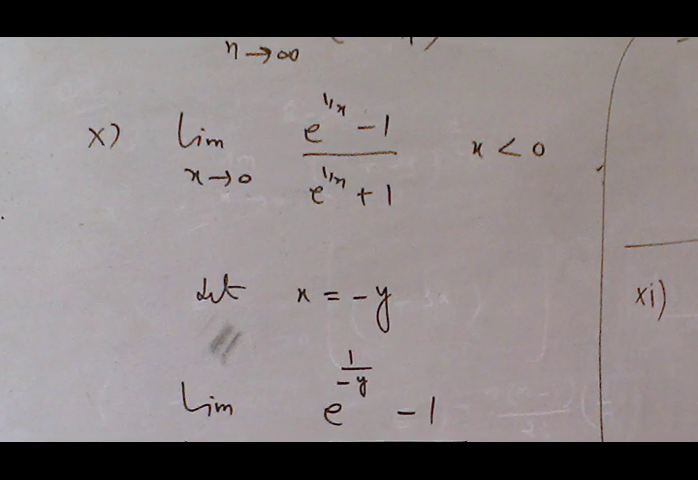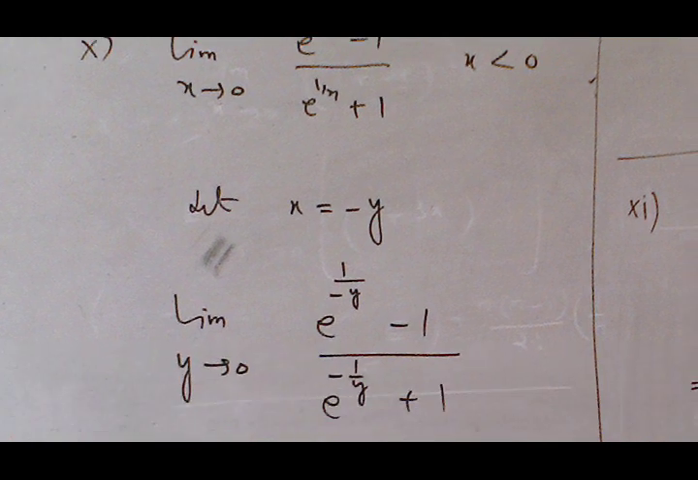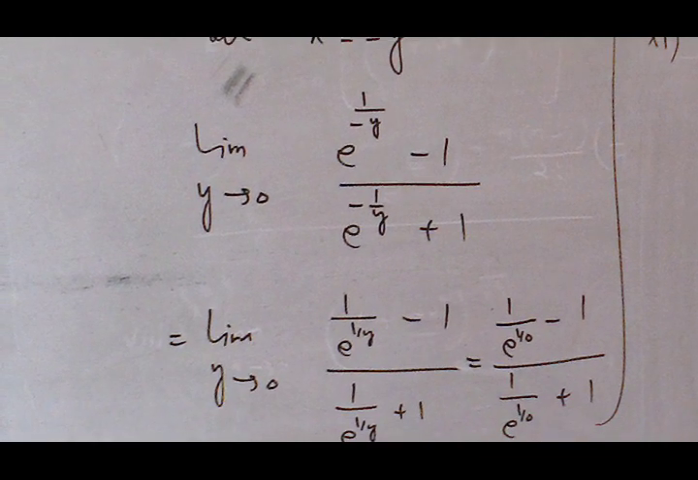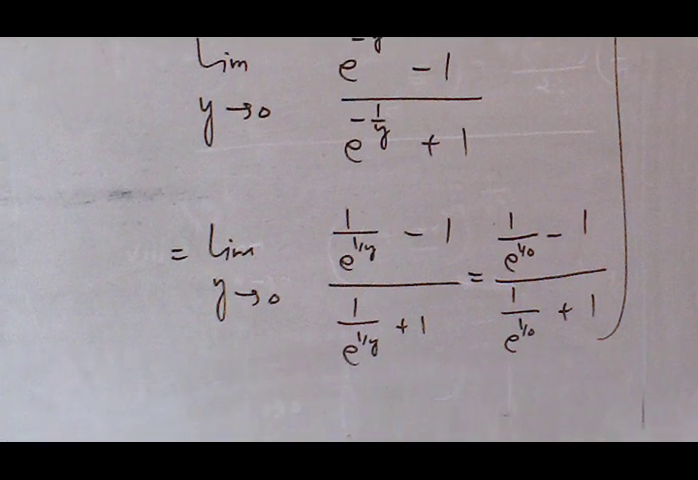Now in this question we have (e^(1/x) - 1)/(e^(1/x) + 1), where x is less than 0. x is less than 0 means x is negative. We replace x by a negative value. Because the power is negative, we make it positive by taking the reciprocal of this value.